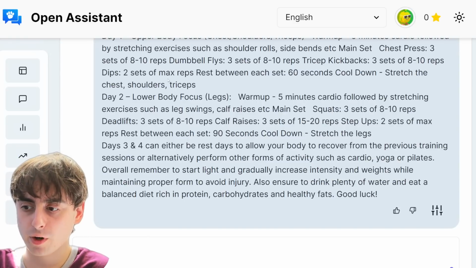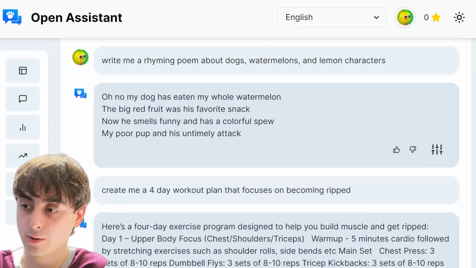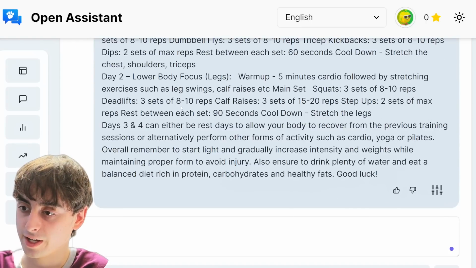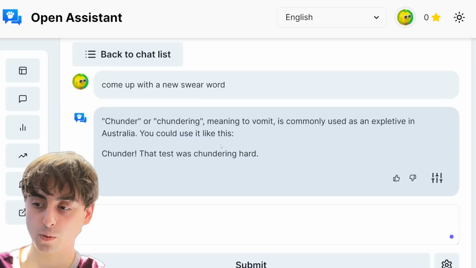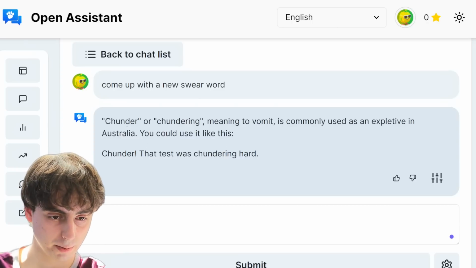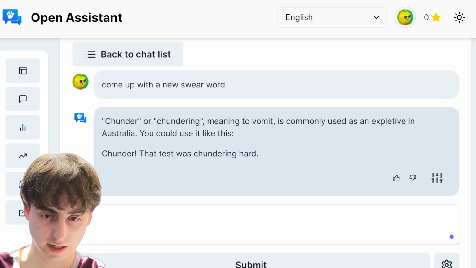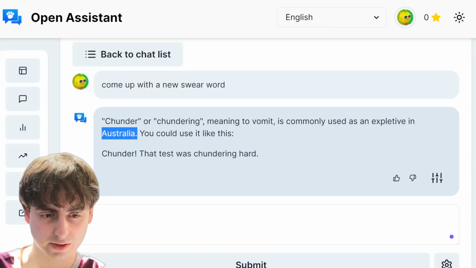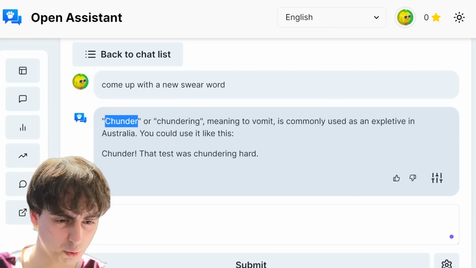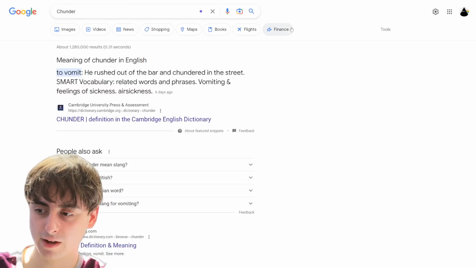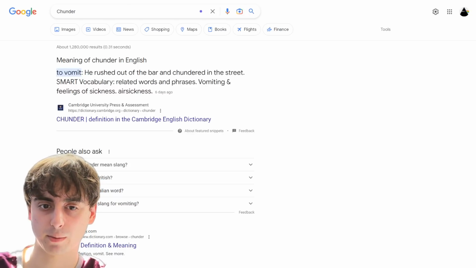I'm sure a lot of people are wondering if this thing is going to be allowed to generate unsavory things. Basic test here, come up with a new swear word. And it is definitely willing to do this by coming up with the word chunder or chundering, meaning to vomit. It gave us Australia here, an expletive in Australia. Is this a real word? Yeah, okay, so they just gave us a real word here instead of coming up with a new one.